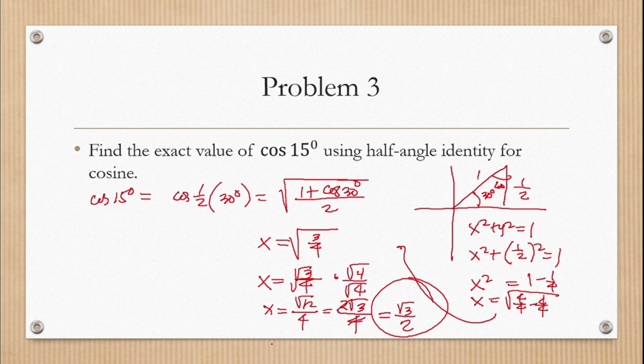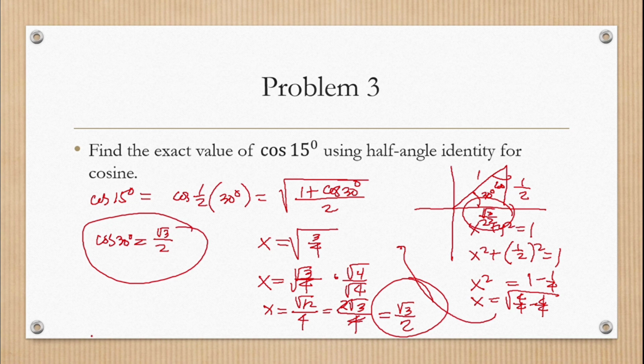So we have now cosine 30 degrees is equal to adjacent, which is square root of 3 over 2, over the hypotenuse, which is 1. That is our cosine 30 degrees. Okay, so cosine 30 degrees is equal to square root of 3 over 2 because adjacent over the hypotenuse, which is 1.